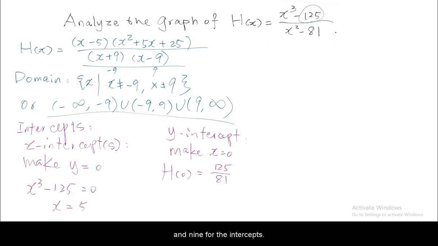For the intercepts, to find the x-intercept, make y equal to 0, and you get (5, 0). That's your x-intercept. And your y-intercept is to make x equal to 0, and you will get (0, 125/81).